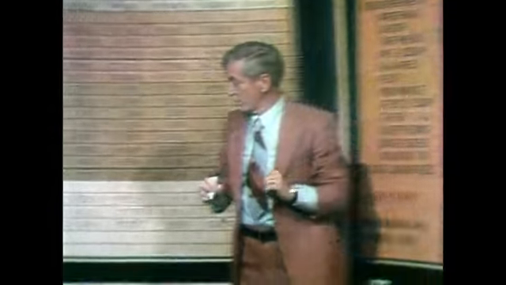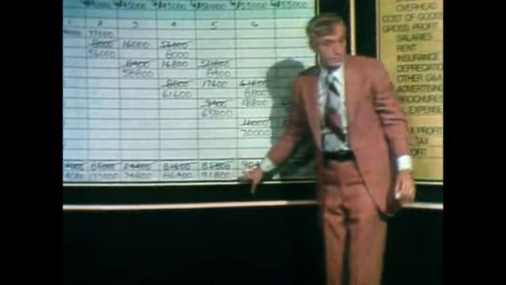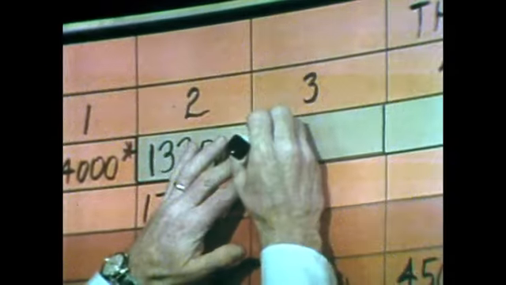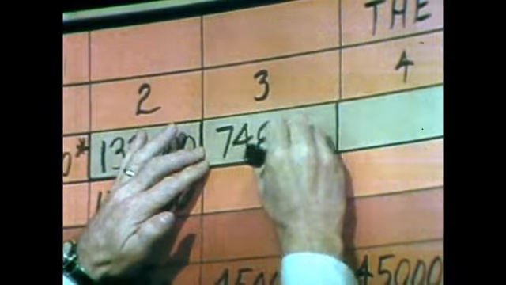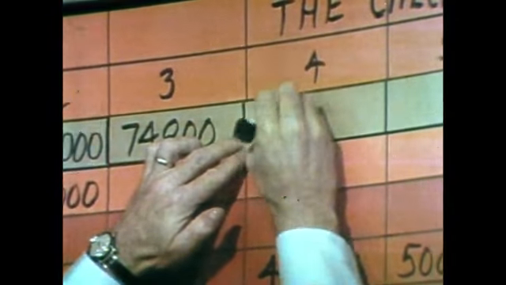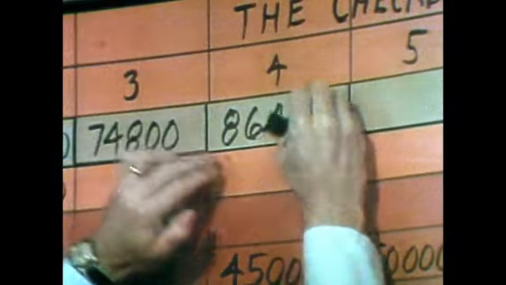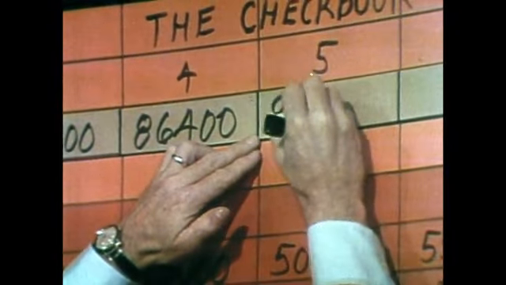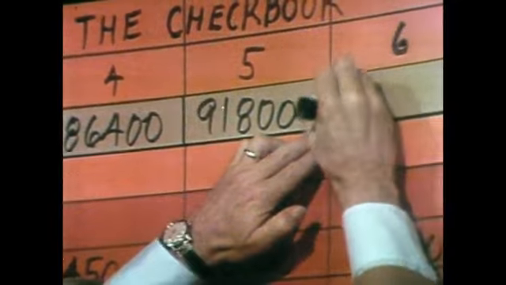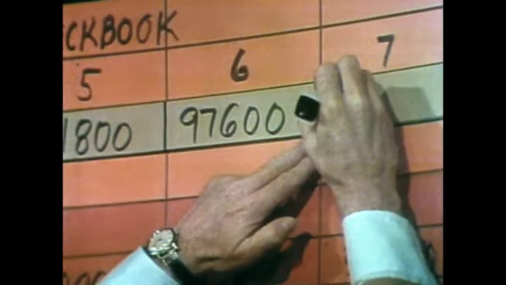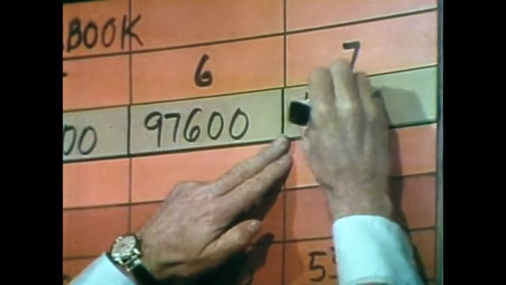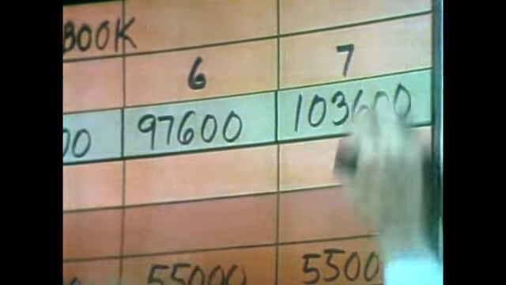Now, in month number 3, the number is 70. Listen, why don't you read these off to me so I can put them up in the checkbook? Okay. In month number 3, the new deposit will be $74,800. $86,400 the next month. $91,800. The next month, $97,600. And finally, more than $100,000, $103,600. That's correct.